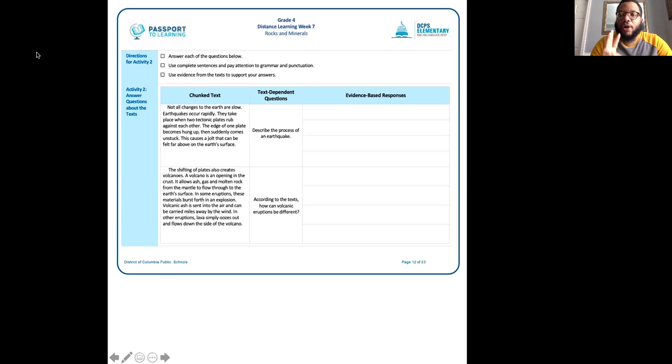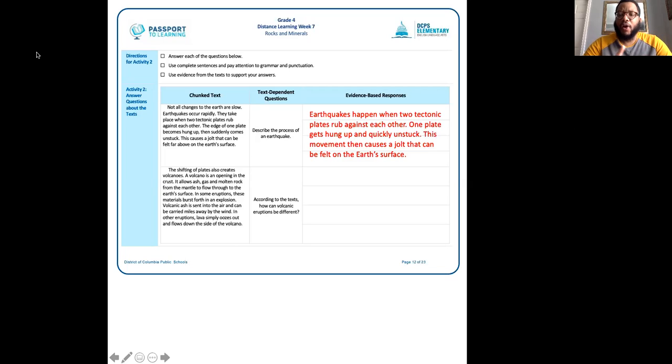So for me, I heard 3 major steps of the process of an earthquake. I heard that earthquakes happen when two tectonic plates rub against each other. The second thing I heard was that one plate gets hung up and quickly unstuck. And the last thing that happens in this process is that movement then causes a jolt that we can feel on the Earth's surface. All right. So that's the process of an earthquake. Let's move on to our next question.